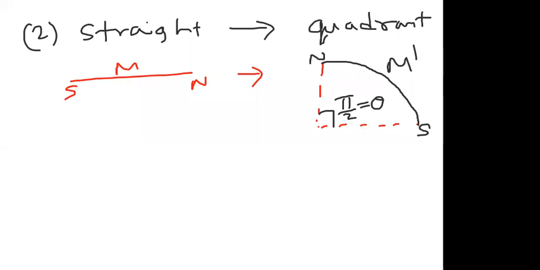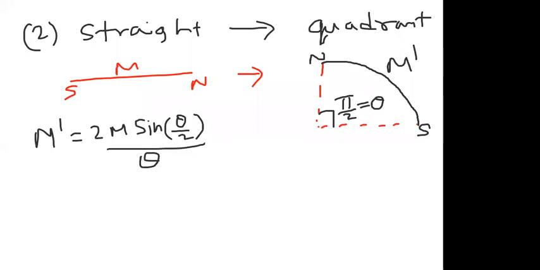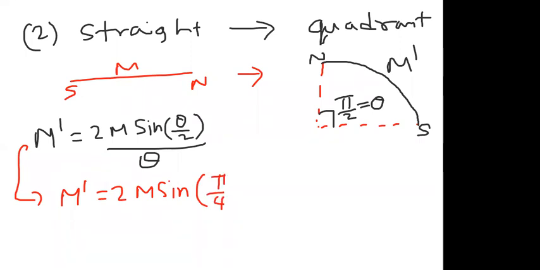Now, what is the new magnetic moment? As usual, our formula: M dash is equal to 2m into sine of theta by 2, divided by theta. So M dash is equal to 2m into sine of pi by 2 by 2, we get sine pi by 4. Observe carefully here: theta is pi by 2, and already 2 is there, so pi by 2 by 2.